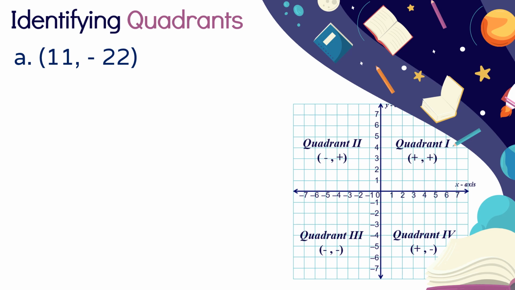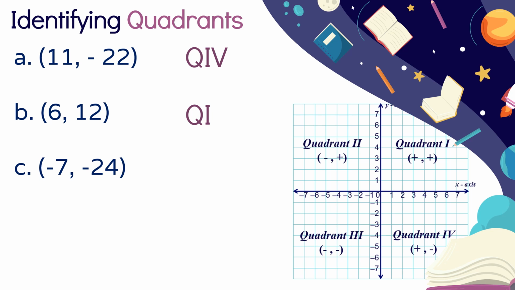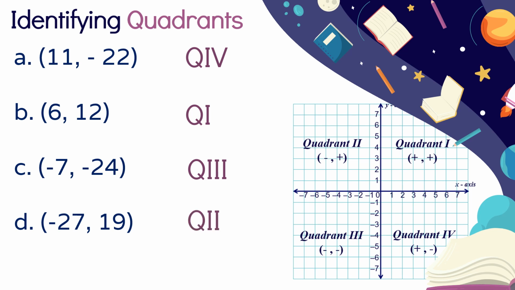So for the first one, we have 11, -22. Since that is positive, negative, yes, that is located in quadrant 4. If we have 6, 12, they are both positive. Therefore, we can locate them in quadrant 1. If we have -7, -24, correct, that is located in quadrant 3. And then lastly, if we have -27, 19, it can be located at, yes, quadrant 2.